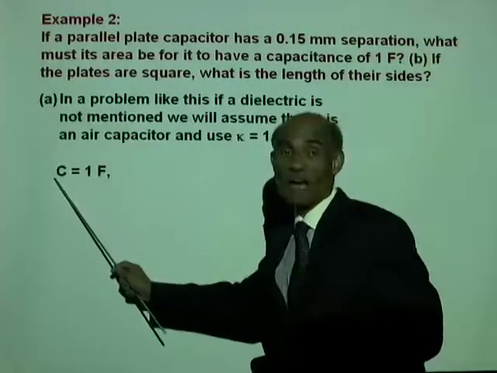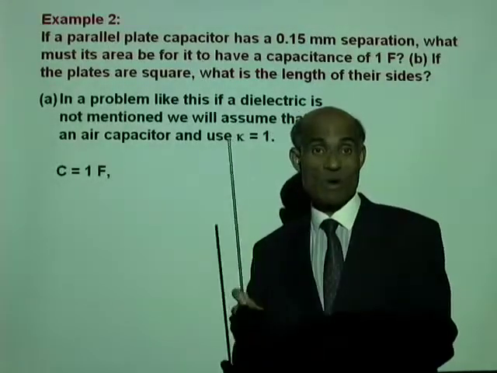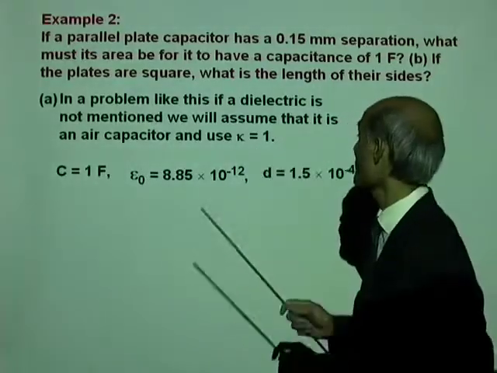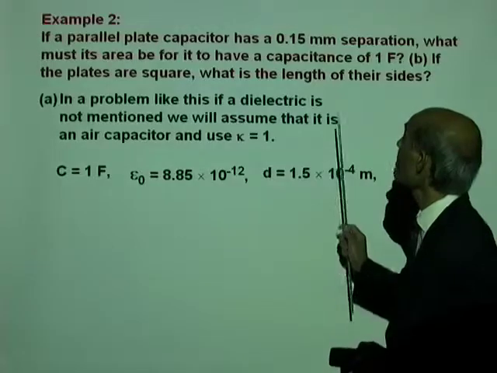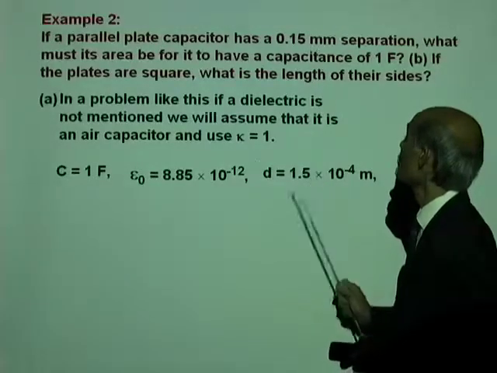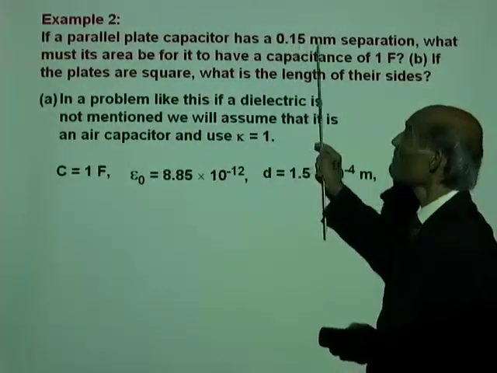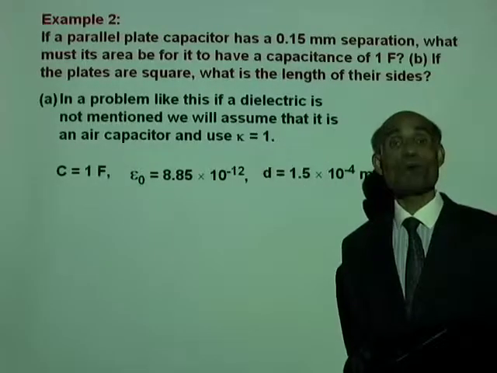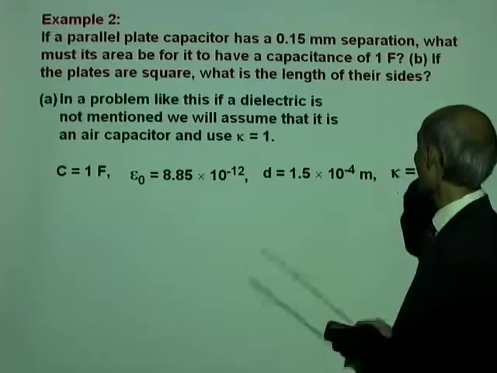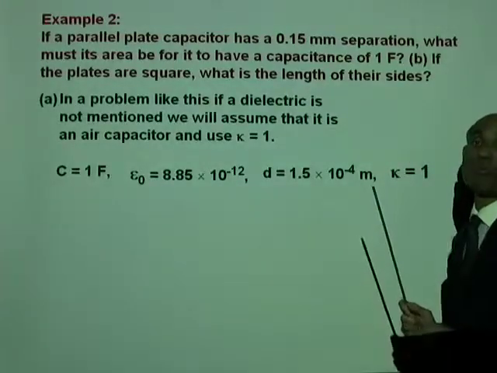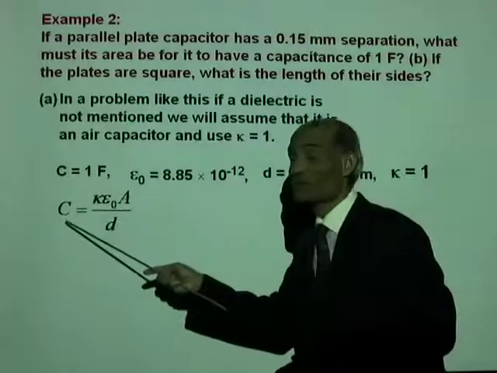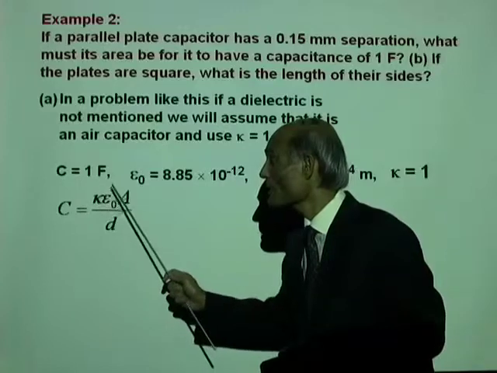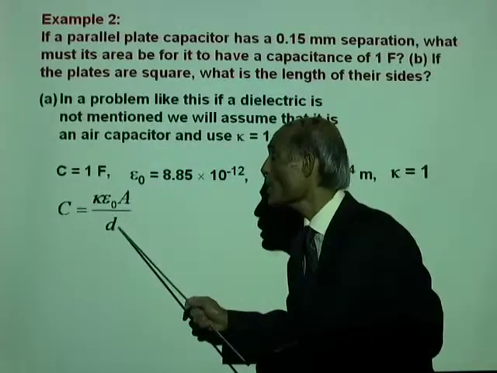So, we've got the capacitance of that capacitor is 1 farad. Epsilon naught is the usual value. The plate separation is 0.15 millimeter, which is 1.5 times 10 to the negative 4 meter. Well, kappa equal to 1. The capacitance of a parallel plate capacitor is kappa epsilon naught A over D.